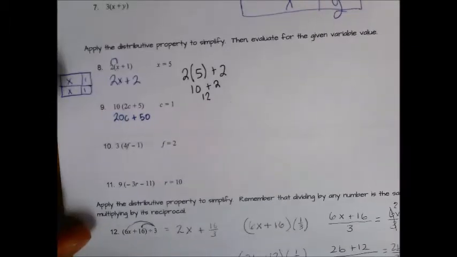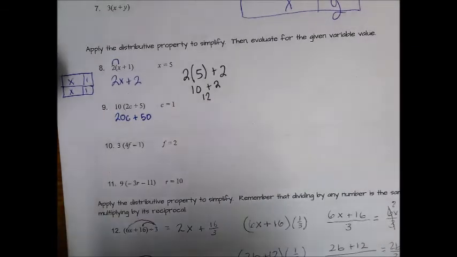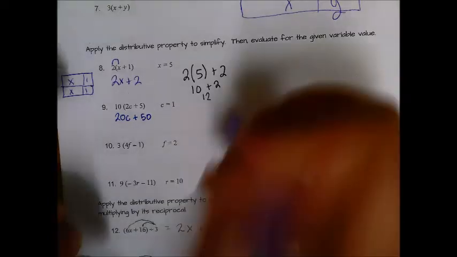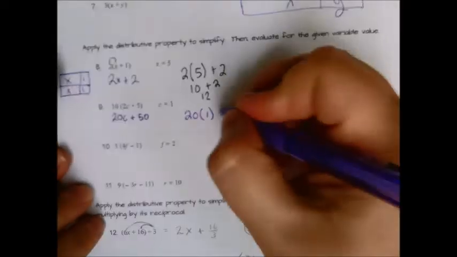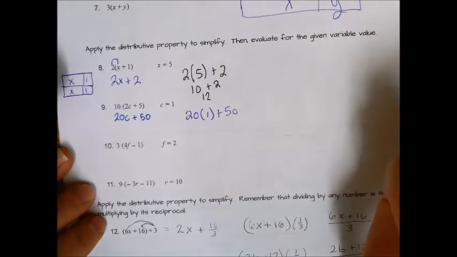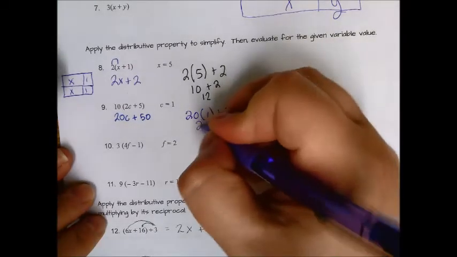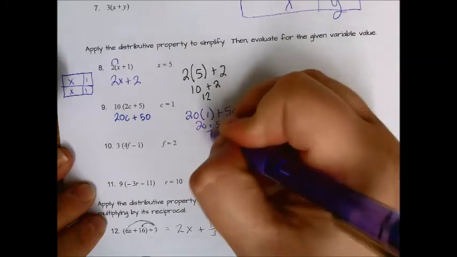This time I know that c is equal to 1. So what I'll do is I'll plug in that value, c equals 1. So 20, instead of times c, times 1, plus 50. Or in other words, just 20 plus 50, which is 70.